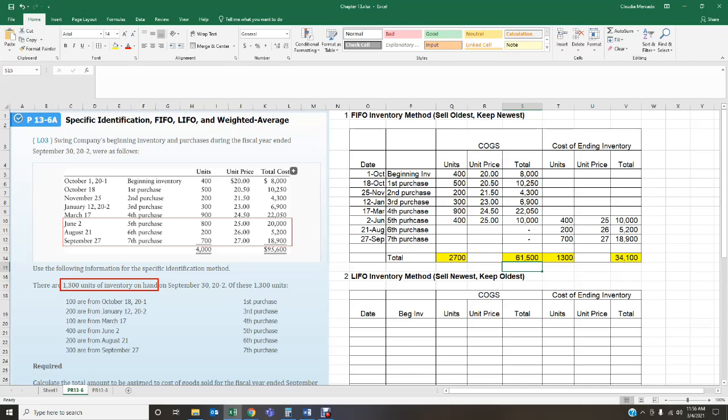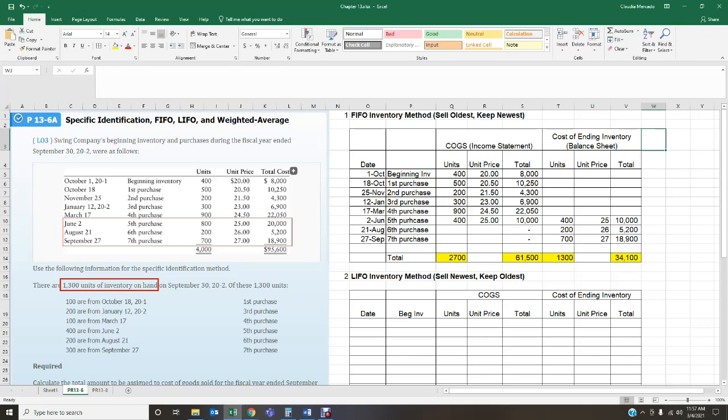Cost of goods sold goes on your income statement, and then the cost of the ending inventory goes on your balance sheet. So I'm going to put on my income statement an expense for my cost of goods sold of $61,500. On my balance sheet for my ending inventory, I'm going to value that at $34,100.